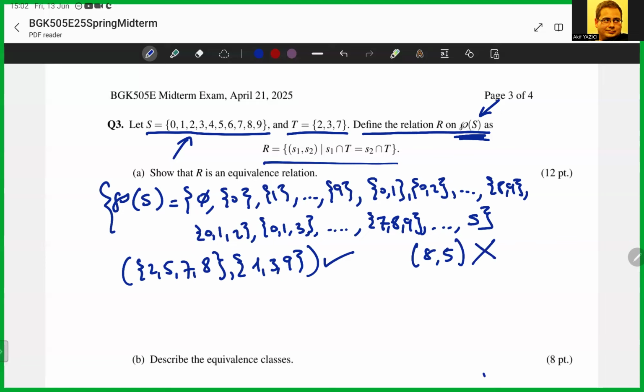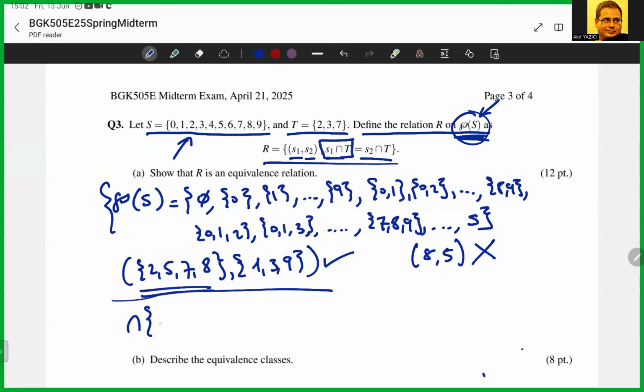Now, let's look at the definition of the relation R. Okay, S1 and S2, they come from this set such that the intersection of both with T are the same. So for instance, this one, let's check whether this ordered pair is in the relation R or not. So what I need to check is the intersection of this subset with T, which is {2, 3, 7}. What do I have? 2 is here, 3 is not, 7 is here. So the intersection is {2, 7}.